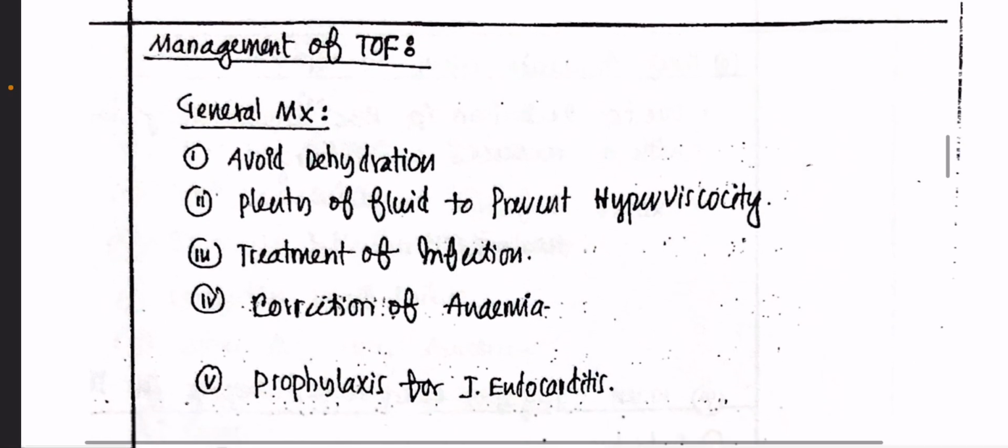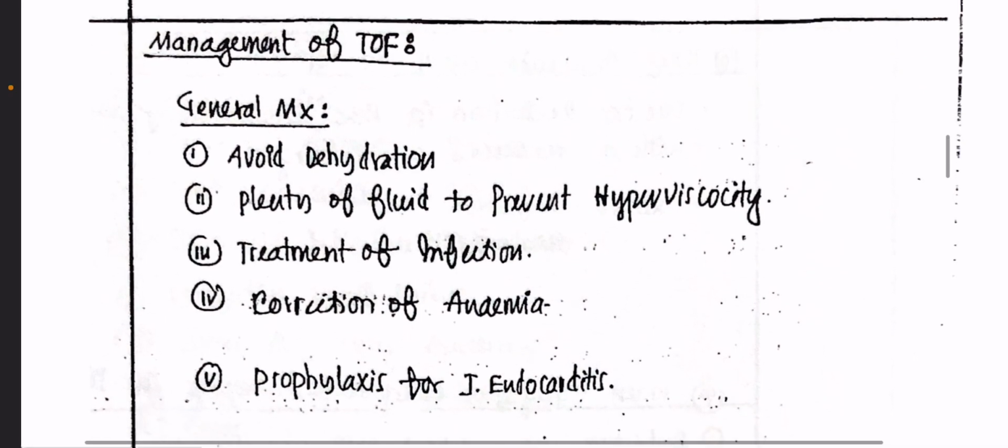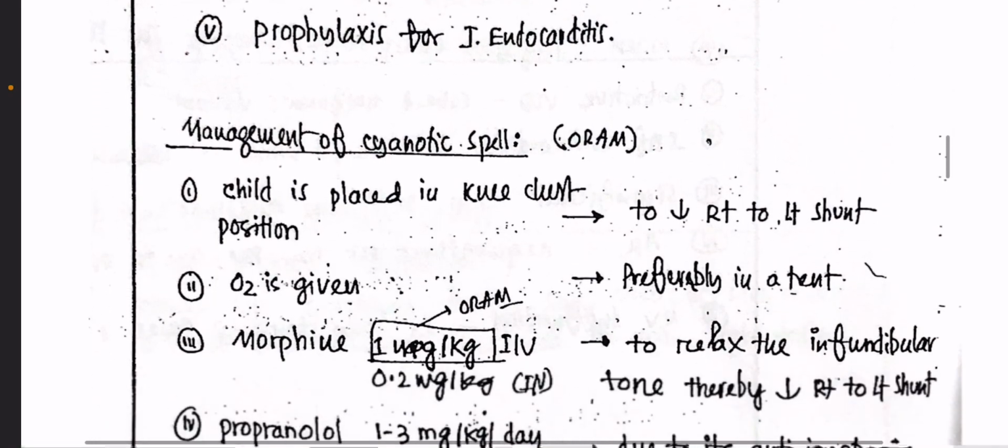Now, management of TOF. First, general management: avoid dehydration, plenty of fluid to prevent hyperviscosity. Treatment of infection, correction of anemia, prophylaxis for infective endocarditis.